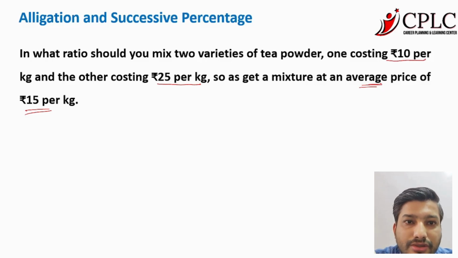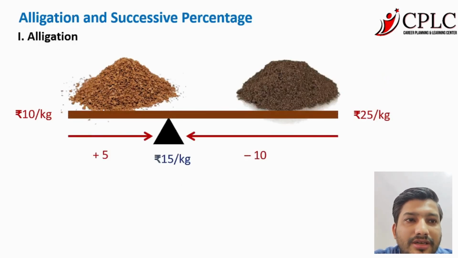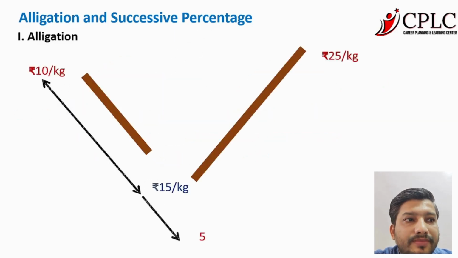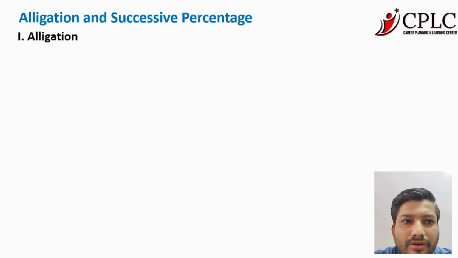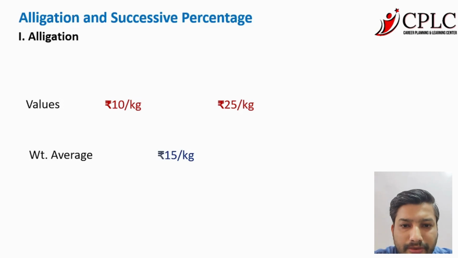Now how do we do this? The method is very simple. Whichever prices you are supposed to mix, for example in this case 10 rupees per kilo and 25 rupees per kilo, you write them both at the corners, the two ends of the page or two ends of the slide, basically something like this. So 10 rupees per kilo on one corner, 25 rupees per kilo on the other corner. Now in the middle, you write down the average price, which is 15 rupees per kilo.